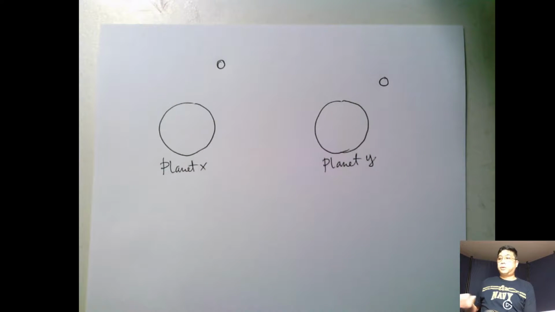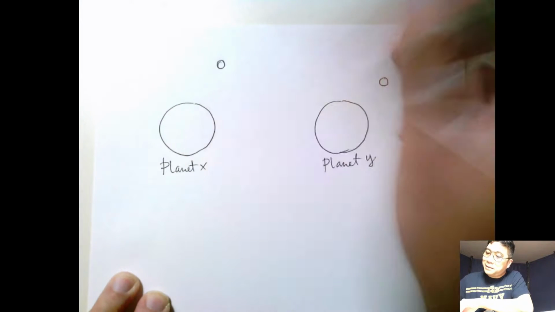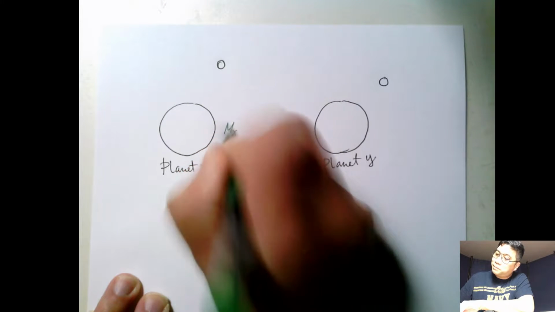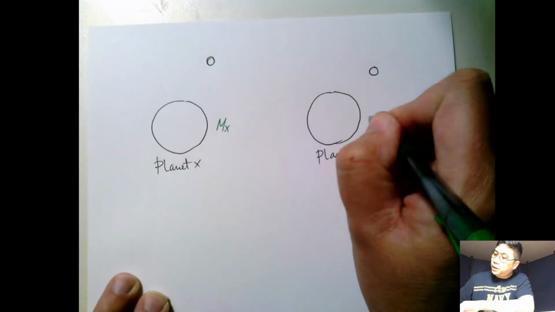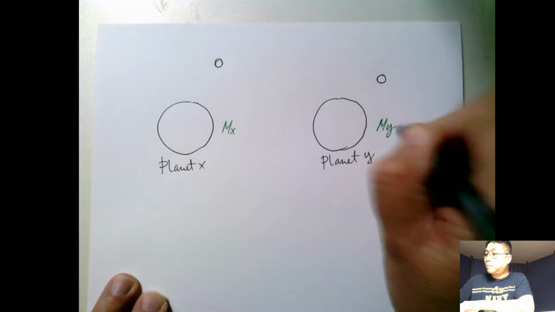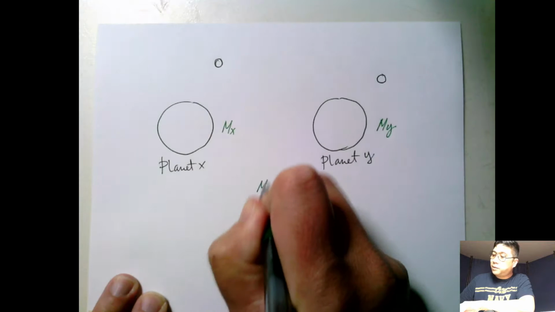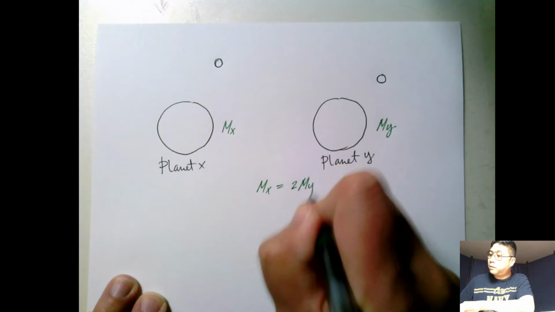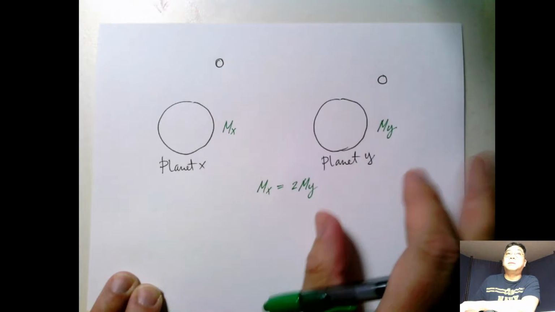In this video, I would like to discuss another example where the mass of planet X is not the same as the mass of planet Y, or we can say that the mass of X is equivalent to 2 times the mass of Y, where m of X is greater than m of Y.